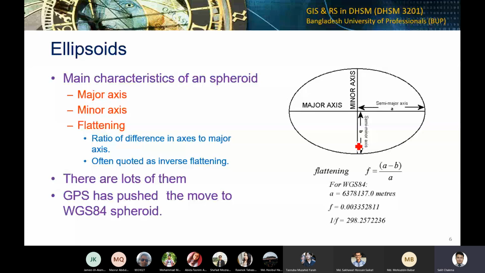Semi is half. I think semi is a Latin word, so semi means half. So half of major axis is this, half of minor axis is that. So they are not equal. So now based on which we can actually calculate the flattening. So what is flattening? Flattening is how much they are flattened in the North Pole and South Pole.